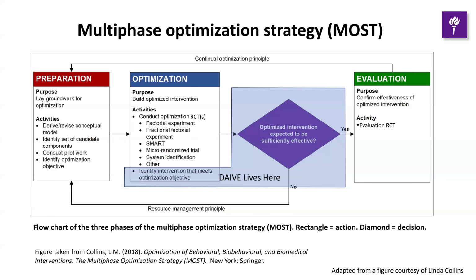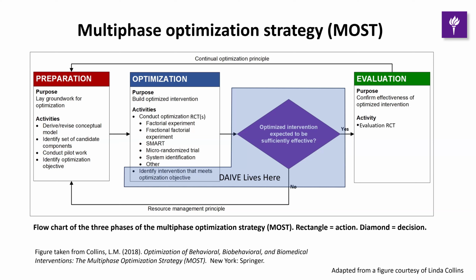And here's another diagram I'm sure you're all familiar with, highlighting where DAIVE lives. The principles we're talking about today are currently developed to help with the optimization decision, to identify the intervention that meets the optimization objective in the optimization phase, and also to give investigators a sense of whether the optimized intervention is expected to be good enough to warrant moving on to a future evaluation phase RCT. That's where DAIVE currently lives.